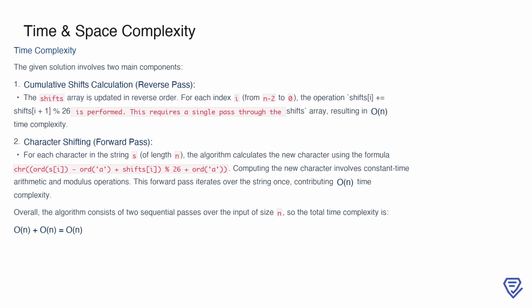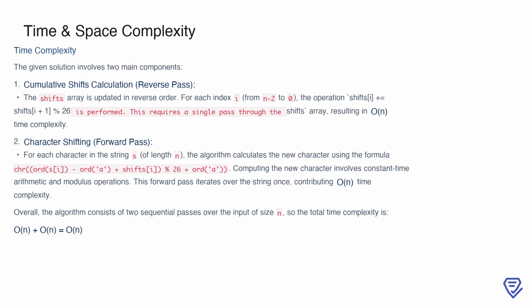The time complexity of the solution is determined by two main components, the cumulative shifts calculation and the character shifting process. To start, the cumulative shifts are calculated by modifying the shifts array in reverse order. Specifically, for each index i, we add the value of shifts[i+1] % 26 to shifts[i]. This operation is performed in a single pass through the array, requiring O(n) time.